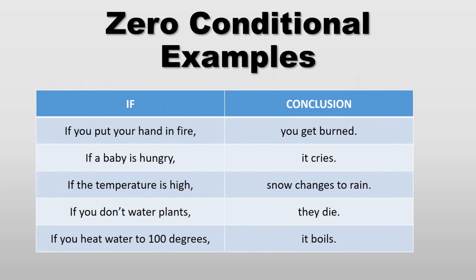Here are some zero conditional examples. In these cases, the conclusions always happen. If you put your hand in fire, you get burned. If a baby is hungry, it cries. If the temperature is high, snow changes to rain. If you don't water plants, they die. If you heat water to 100 degrees, it boils.